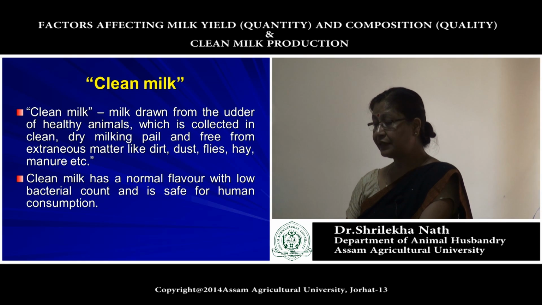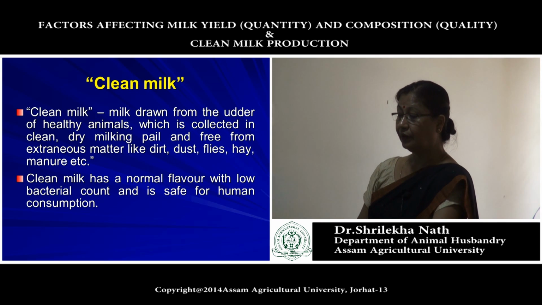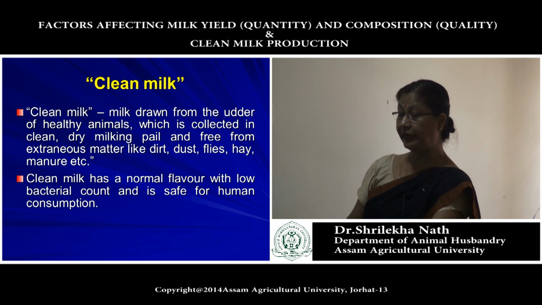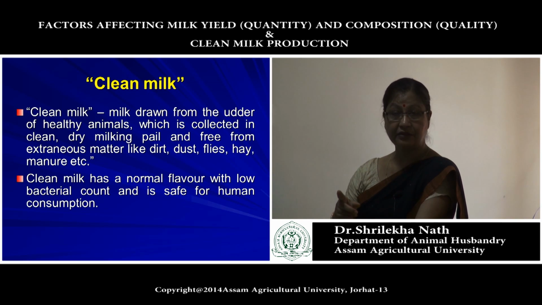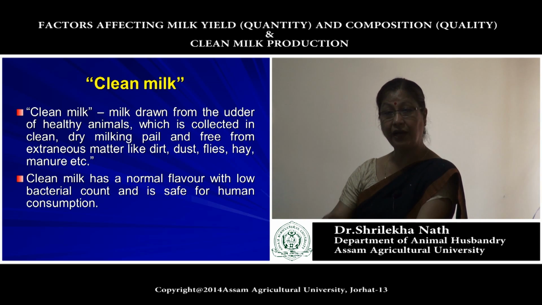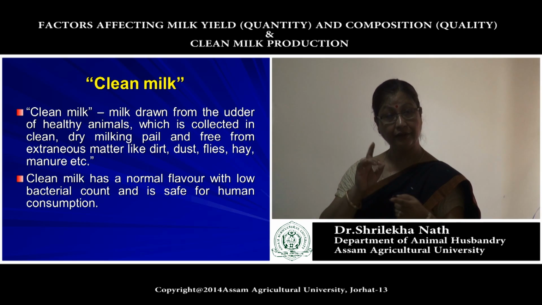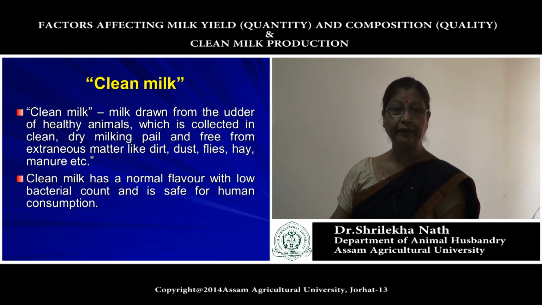So when you say clean milk, what you mean is the milk drawn from the udder of a healthy animal, which is collected in a clean, dry milking pail and free from extraneous matter like dirt, dust, flies, hay, manure, etc. So, three things: it must be drawn from the udder of a healthy animal. That is very important. Healthy animal, collected in a clean, dry milking pail. Not that you clean the bucket and then you immediately go for milking. Clean, dry milking pail and free from any foreign materials like what? Dirt, dust, flies, hay, manure, etc. Okay? Then only you can say clean milk.